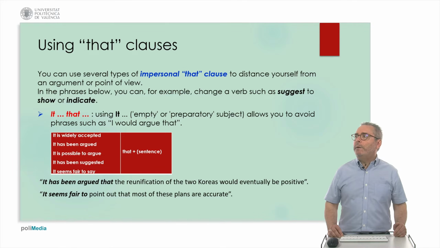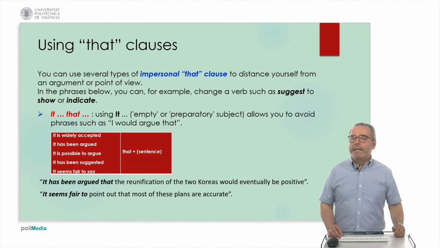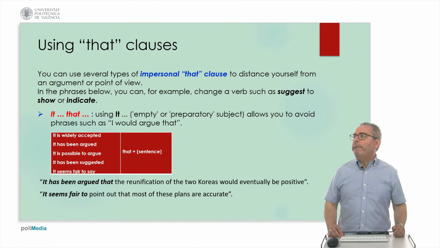For example, in the table here we have the different possibilities. Some of the possibilities: it is widely accepted, it has been argued, it's possible to argue, it has been suggested, or it seems fair to say that, plus the sentence. For example, it has been argued that the reunification of the two Koreas would eventually be positive, or it seems fair to point out that most of these plans are accurate. As we can see, we can change the verbs to point out or some others.